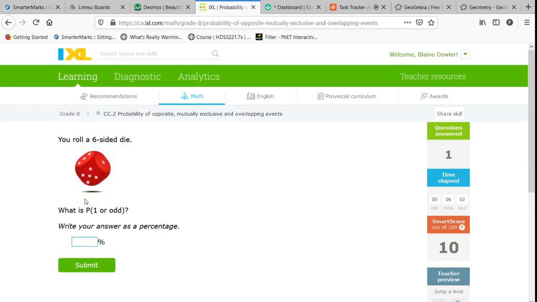Now you roll a 6-sided die. What's the probability that it's 1 or odd? Well, 1 is an odd number, so it's just the 3 out of the 6 that are odd, which is 50%.